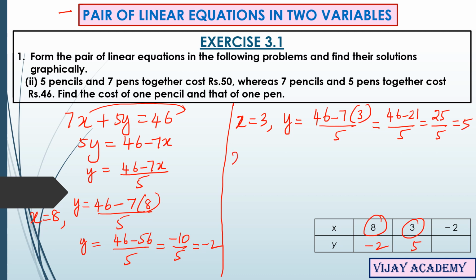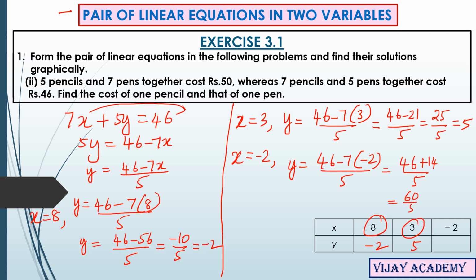Now let us take x as minus 2. Taking x as minus 2, we get y as 46 minus 7 times minus 2 divided by 5, which is equal to 46 minus 7 into minus 2, which is plus 14, divided by 5. So 46 plus 14 is 60. 60 divided by 5 is 12. So now we have got three solutions of the second equation.